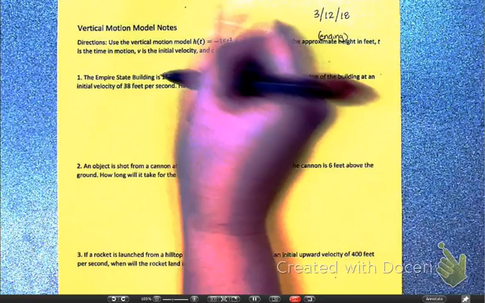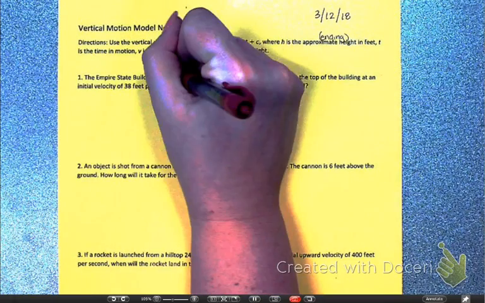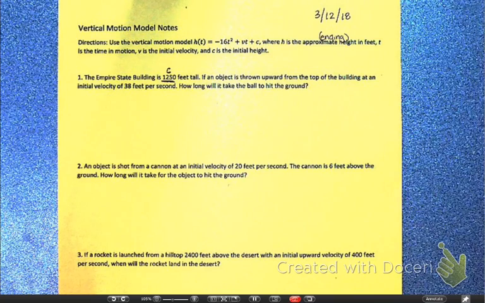So let's start with this 1250. What variable do we think that's going to be? H. It's going to be our C because it's our initial height. It's where the ball or the object starts. Okay, this is going to be my C. I'm standing literally on top of a building with something in my hand. Okay, I'm 1,250 feet in the air.